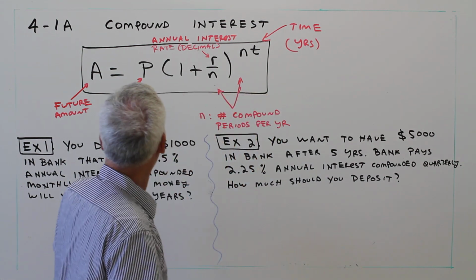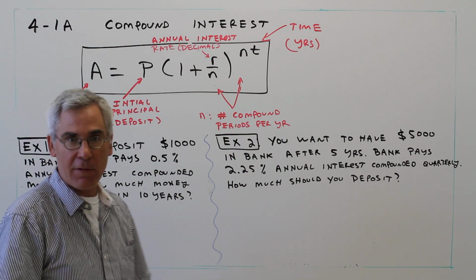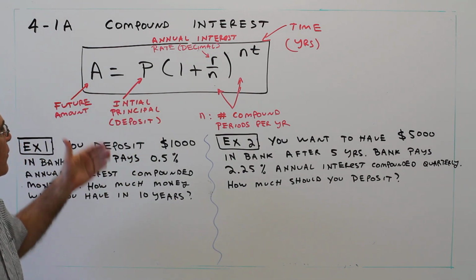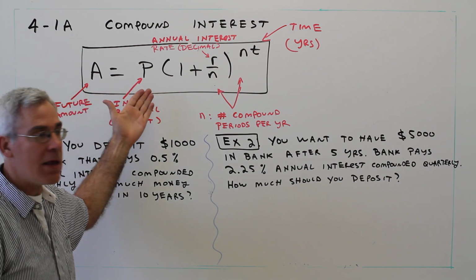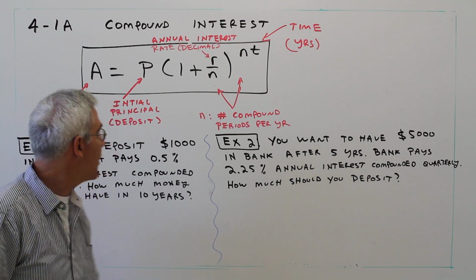This is lesson 4-1A, compound interest. The most important part of this lesson is the general compound interest formula, and here it is. A equals P times (1 plus R over N), all raised to the NT.